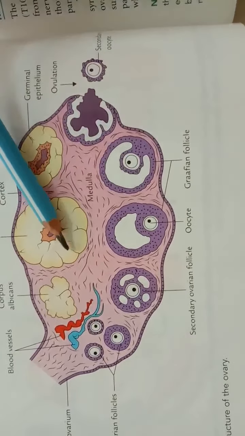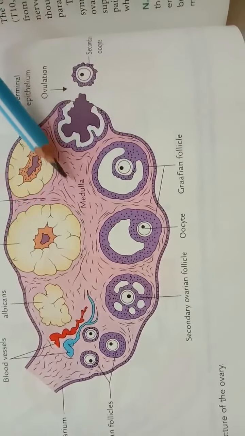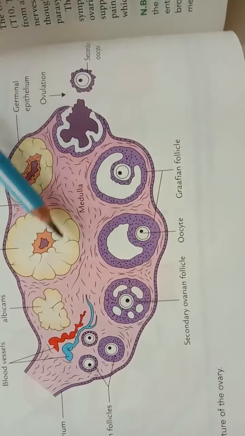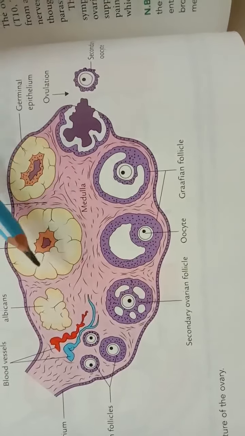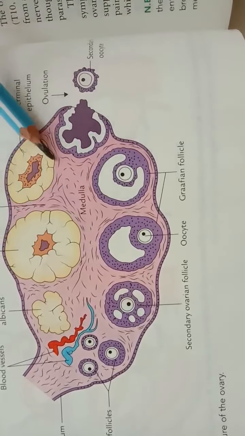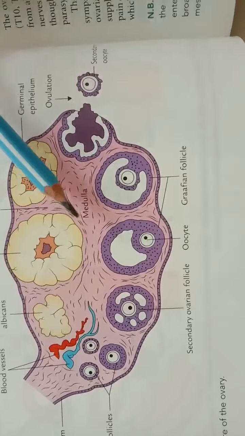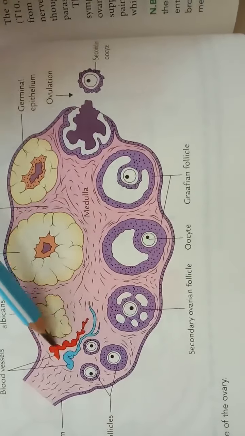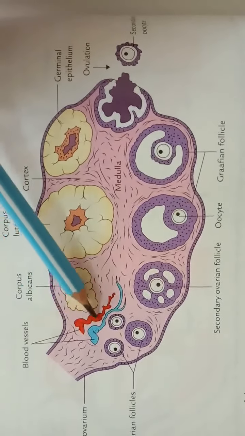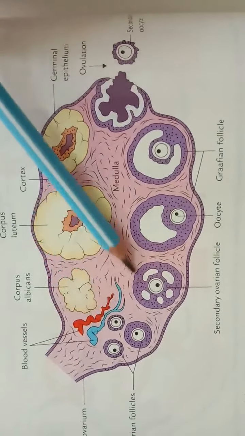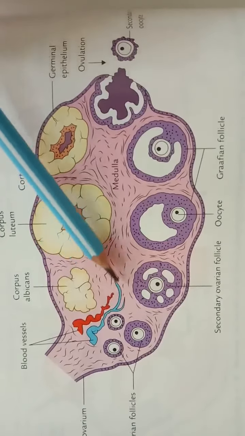Then the medulla. So this one. The medulla lies deep to the cortex and it consists of loose connective tissue containing relatively large blood vessels, particularly the veins. So here you can see the blood vessels are present and mostly the veins are present in the medulla.